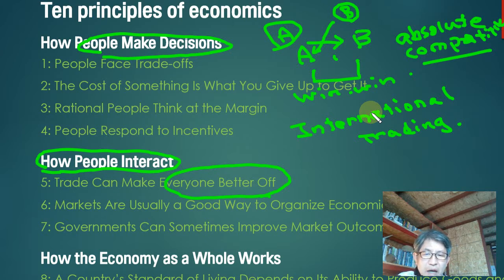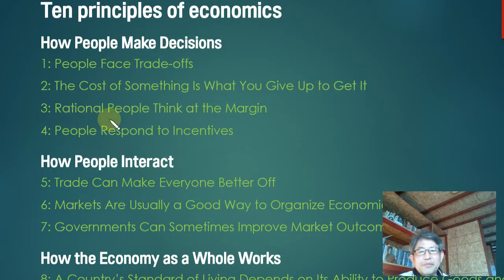Markets are usually a good way to organize economic activity. Okay, what is the meaning of this? Okay, I'll delete the others. Okay, have you ever heard of Adam Smith?